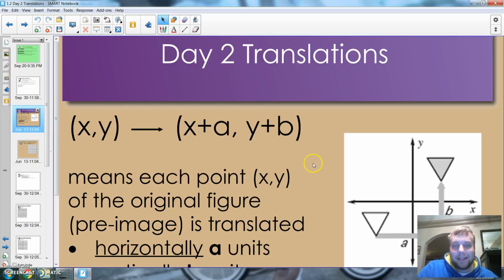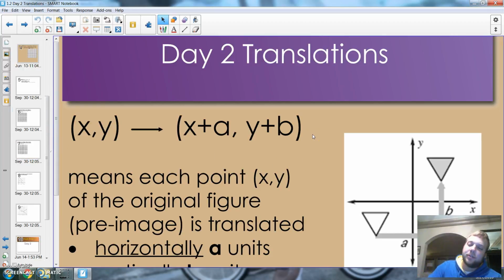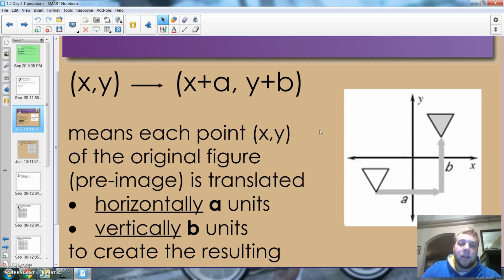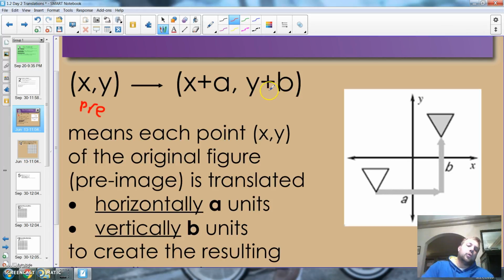First of all, this is day 2 on translations, and you should know translations moves the thing up or down, left or right. Okay, it slides the image. Well, what we do for this is we take the pre-image, and this would be pre, right? And we make some adjustments to it. So we add a number or subtract a number onto our x, and we add a number or subtract a number onto our y. And that will move it left or right, up or down.